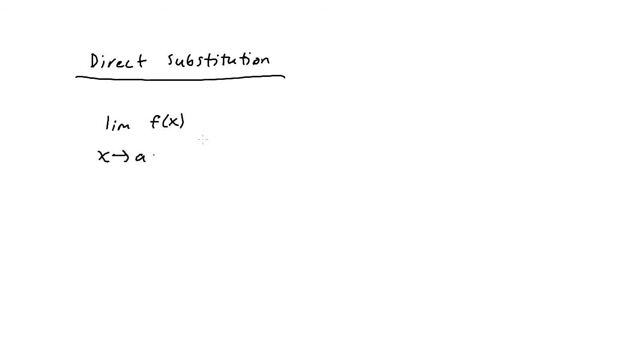Well, what direct substitution is, we're going to go ahead and substitute that a value directly into x. So we basically have f of a. And that's not always going to work, but that's always the first step you have to take when evaluating limits. And if that doesn't work, we have to try other methods.